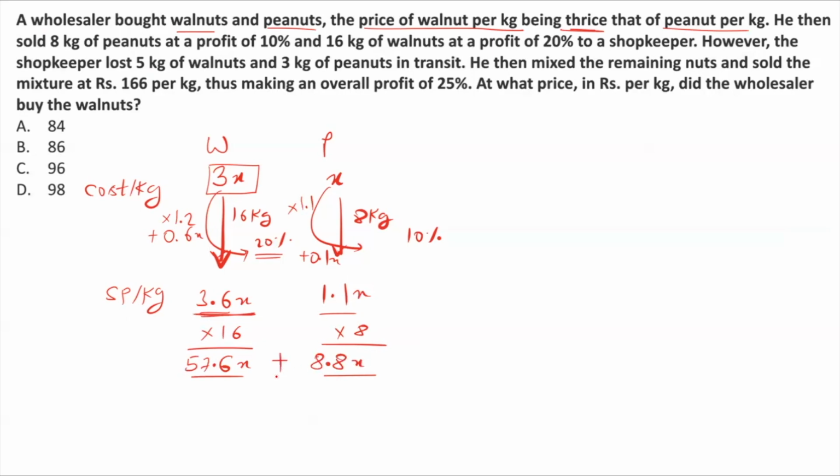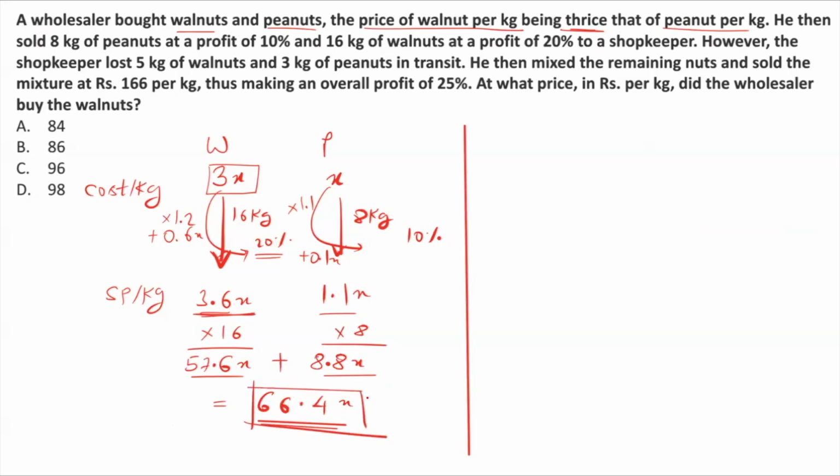So total selling price for the wholesaler is the sum of these two numbers. 0.6 and 0.8 is 1.4, then 1 carry will be 6, and then 1 carry, 1 plus 5 is 6. So 66.4x. This is the overall selling price for the wholesaler. The wholesaler sells these goods to the shopkeeper. So what is the selling price for the wholesaler becomes the cost price for the shopkeeper, right? So for the shopkeeper, the overall cost price is 66.4x rupees.